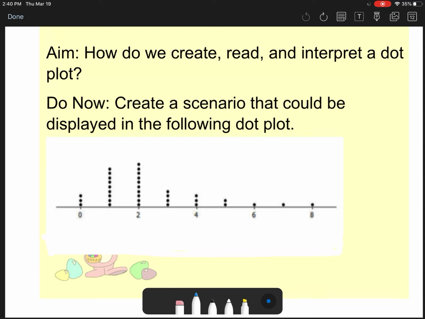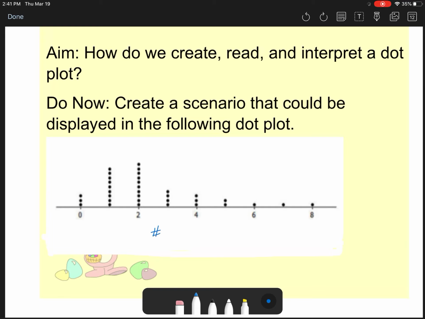Let's take a look at the do now. It says to create a scenario that could be displayed in the following dot plot. Okay, so this is where you can get creative. You can come up with your own idea for what you want this to represent. My idea is this represents how many people have a certain number of pets in the class. So the numbers on the bottom represent the number of pets.